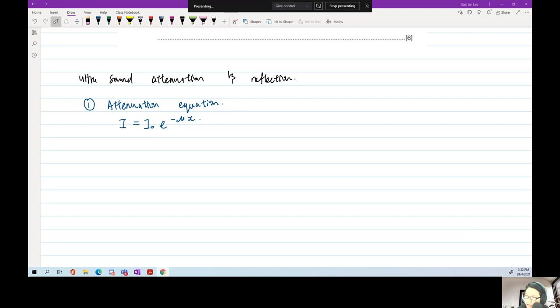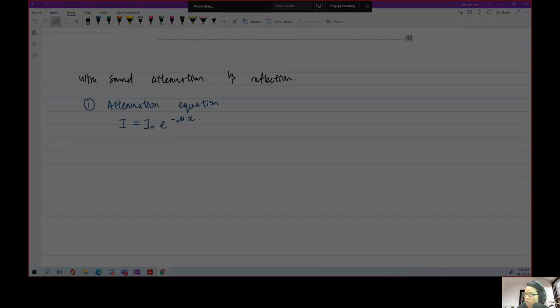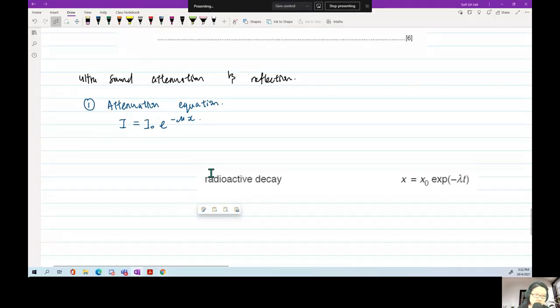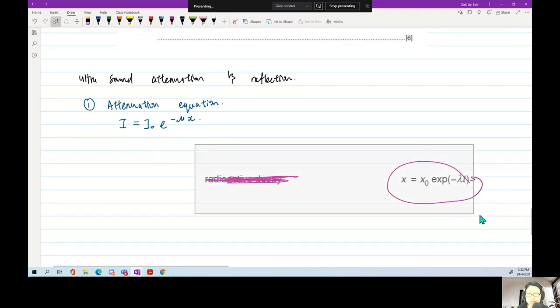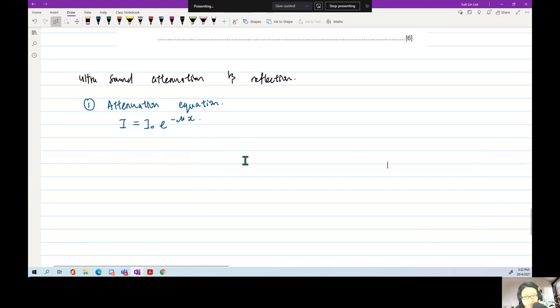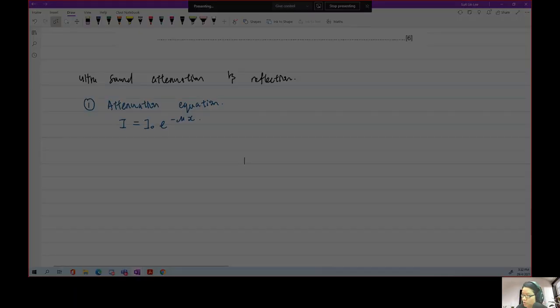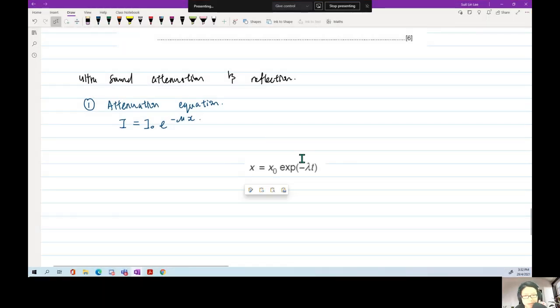So if you flip to the very first page of your question paper, you are given this equation, which is the general exponent format. Of course, we're not talking about radioactive decay. If you were here yesterday, this is not radioactive decay. So we're going to focus on this one. Okay, so I'm going to delete this, and only crop this thing. Time to do some math.